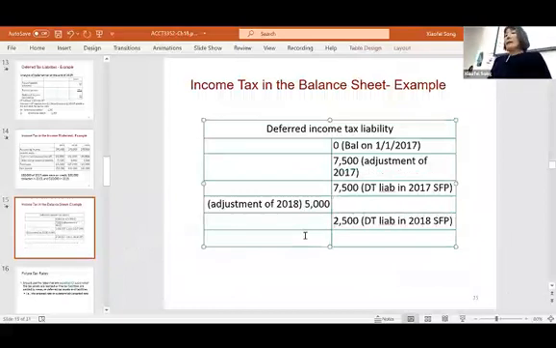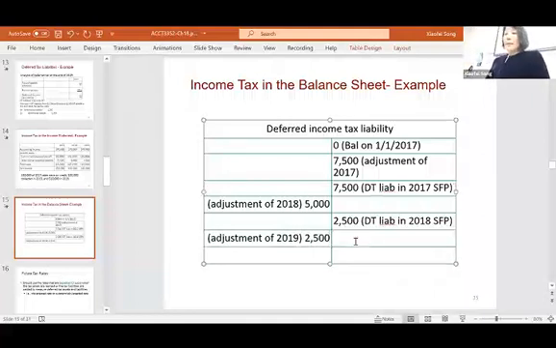Then the adjustment of 2019 is a further debit of 2,500. So with that, the balance becomes zero. Okay, so that's the deferred tax liability in 2019's statement of financial position.